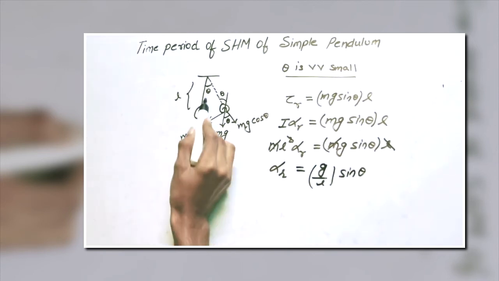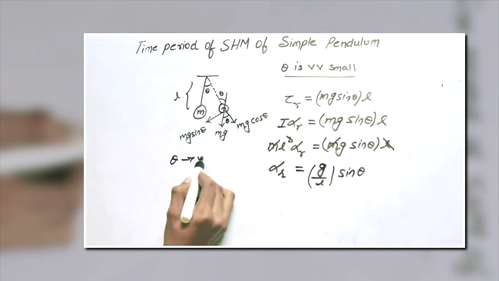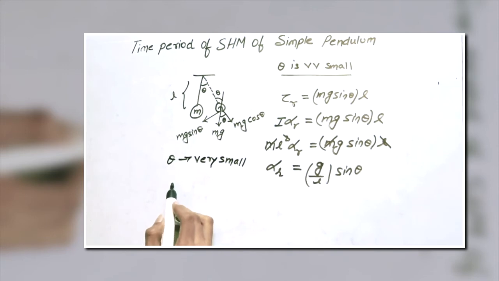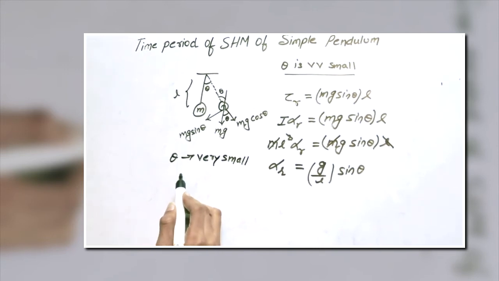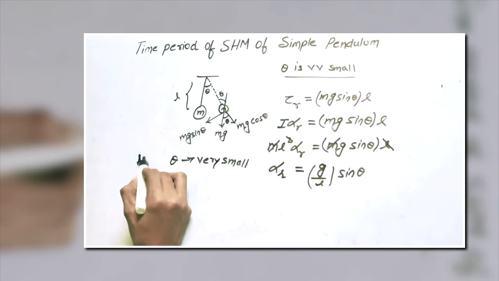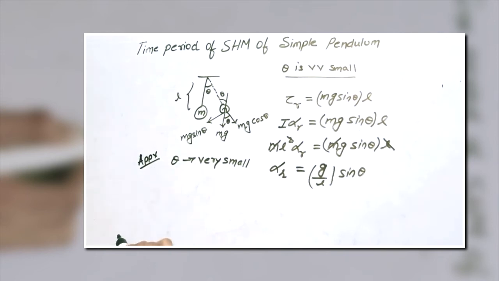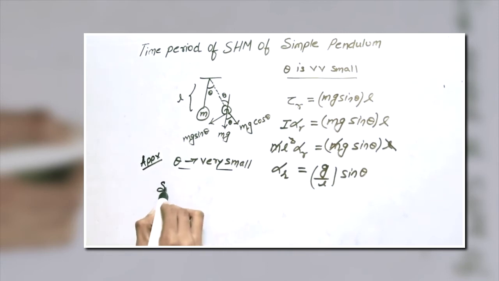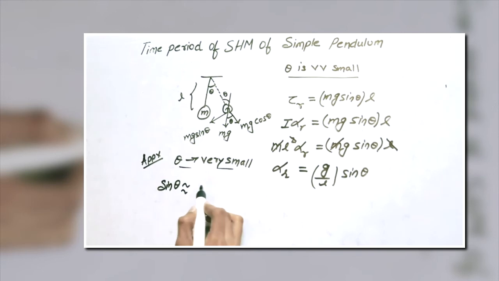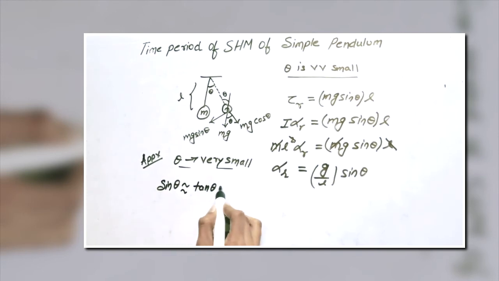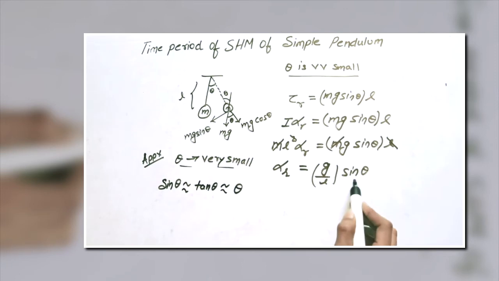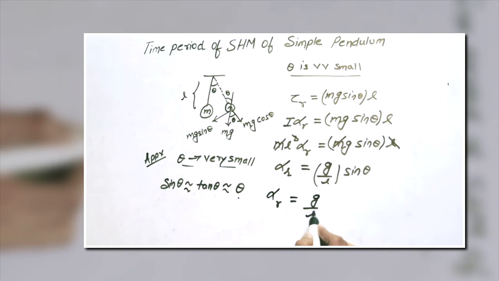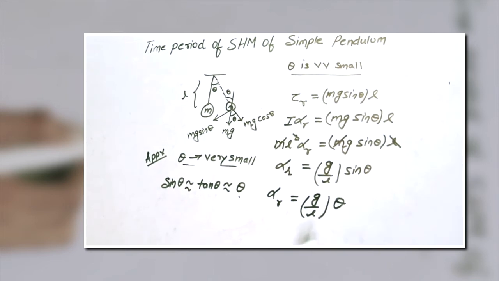Now, as we have assumed theta to be very small, you must have studied this in limits. This is an approximation that is used everywhere in physics and also in maths: if theta is very small, then sine of theta is nearly equal to tan of theta, which is nearly equal to theta. So we will replace sine theta with theta. So we will have alpha r is equal to g by L into theta.